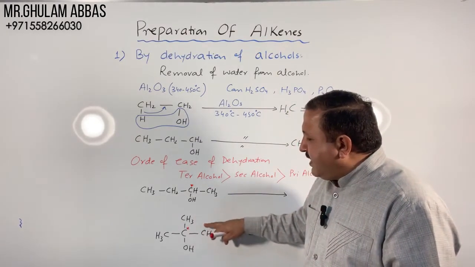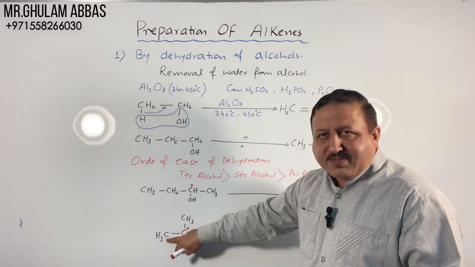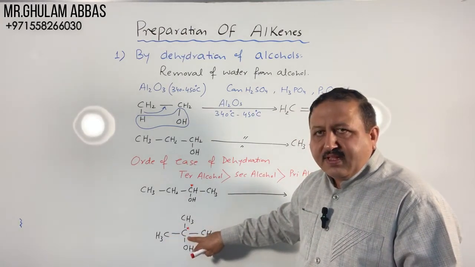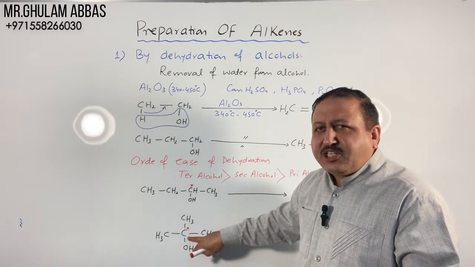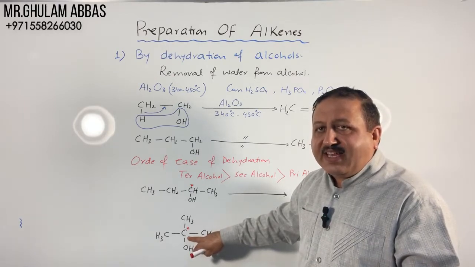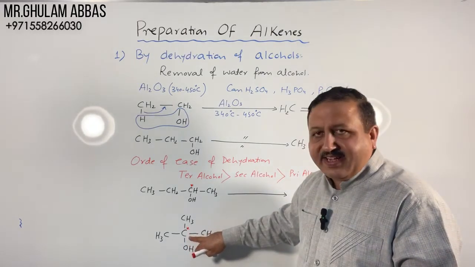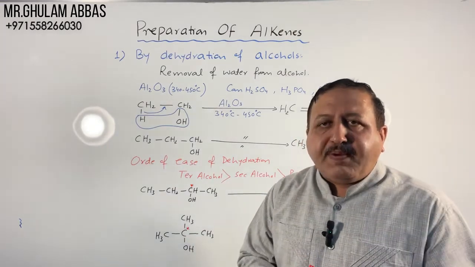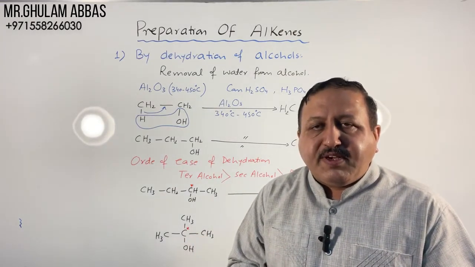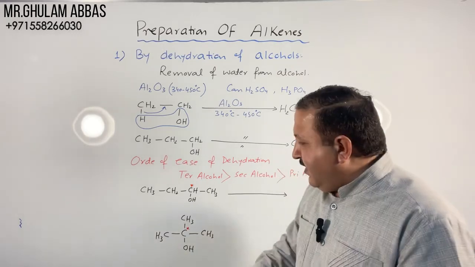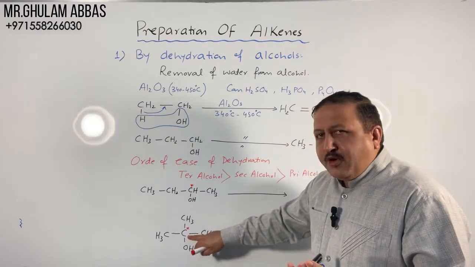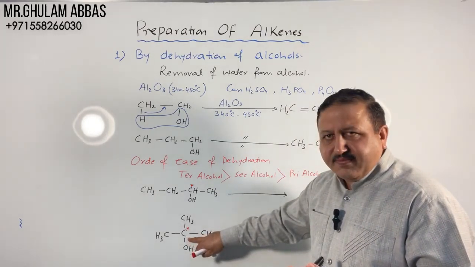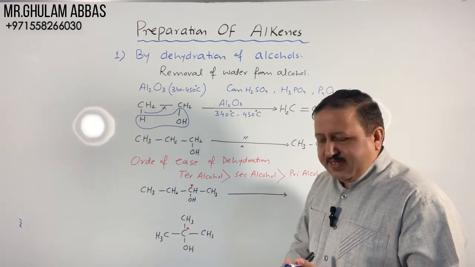Actually, these methyl groups are electron donating groups. They donate electrons to the carbon. Due to this, the partial positive charge of carbon becomes less and the C-O bond becomes weak. Actually, the strength of the C-O bond depends upon the electronegativity difference between carbon and oxygen. If this becomes more positive, this strength becomes less. This is the main concept.